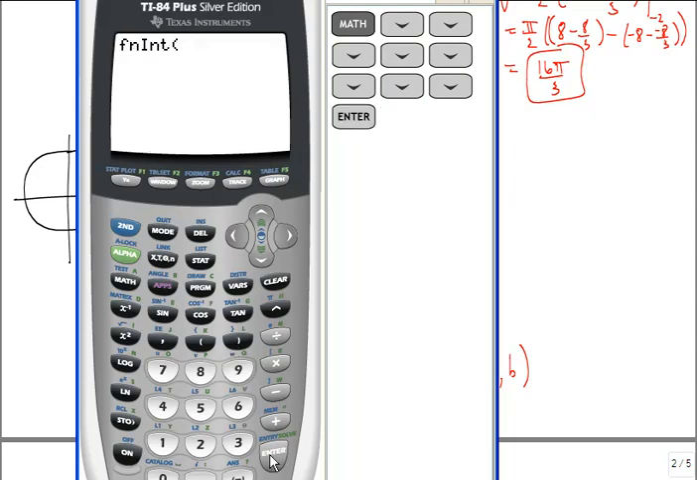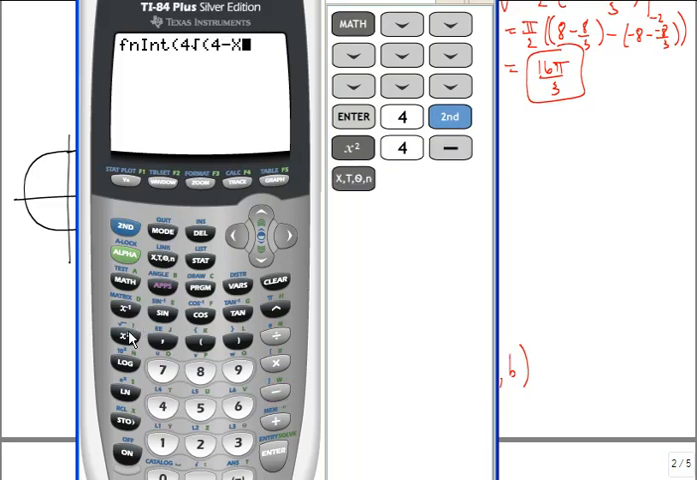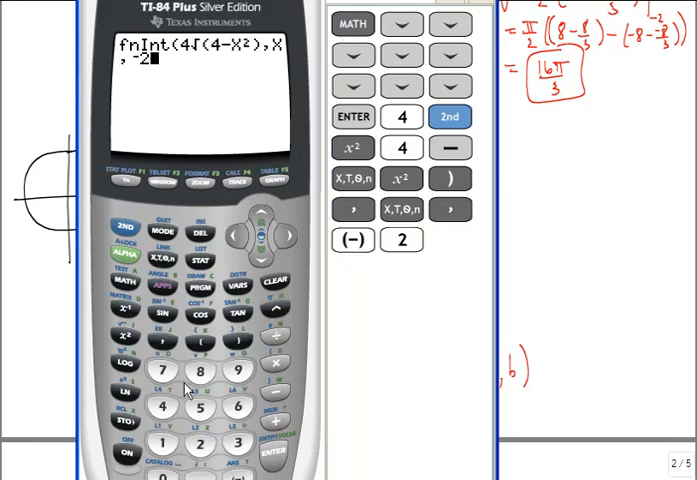And then you would want to type in your integrand, which was that function 4 square root of 4 minus x squared. Close the parentheses for the square root. Then you hit comma. Then you have to type in just a plain old x. That tells the calculator what variable to integrate with respect to, comma, your lower bound, which was -2, comma, your upper bound, which was 2, and then you close the parentheses and you hit enter.